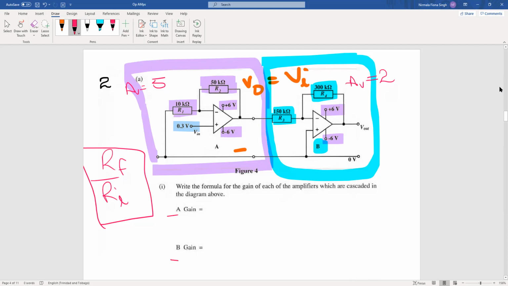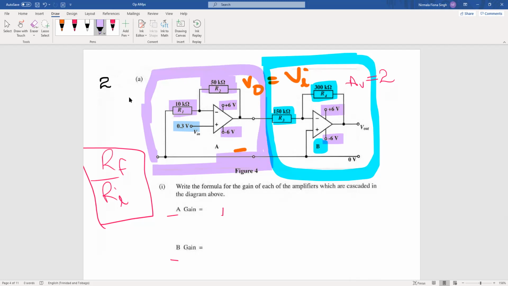Write down the formula for the gain of each of the amplifiers, which are cascaded in the diagram above. So the gain for circuit 1, circuit A, will be... oh, it is not 5. I did an oopsie, y'all. My apologies. What type of circuit is circuit A? What type of amplifier?